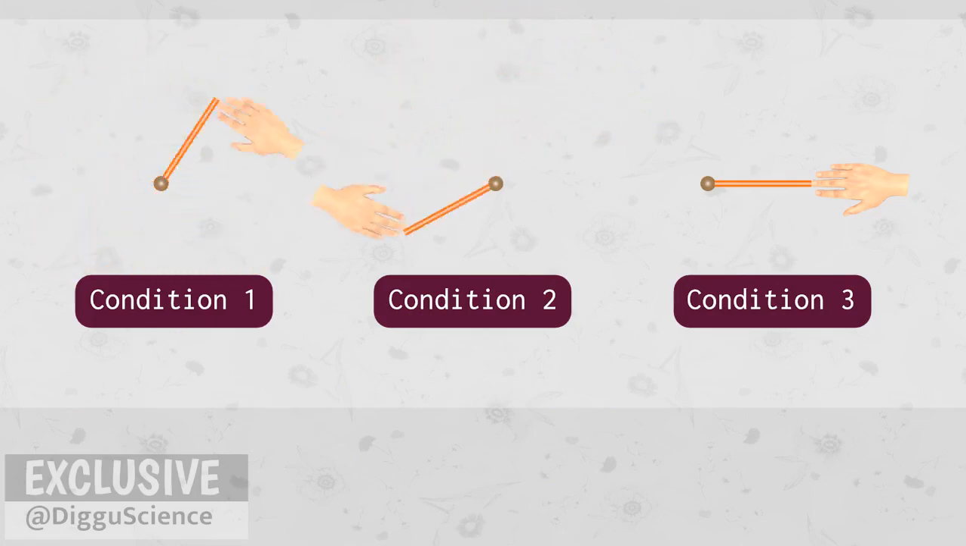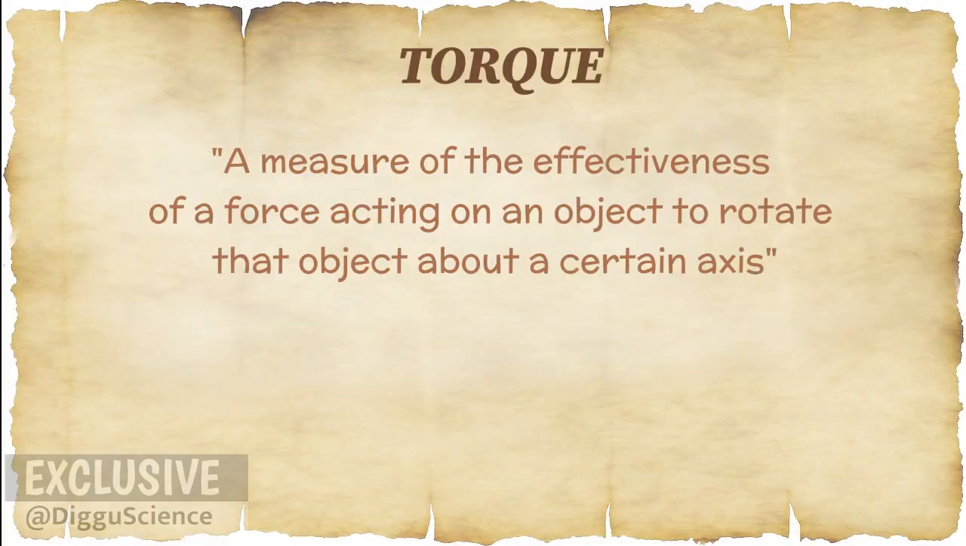Based on these three conditions, the same external force, applied to the same object, can produce different effects. Objects rotate with varying angular acceleration. From here the term torque is known. Torque is a measure of the effectiveness of a force acting on an object to rotate that object about a certain axis. If torque is 0, it means the force does not cause an object to rotate.